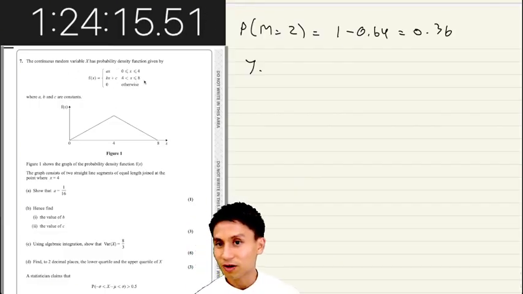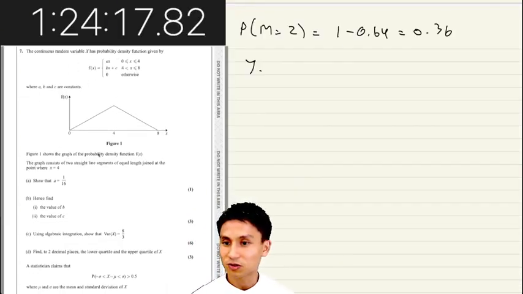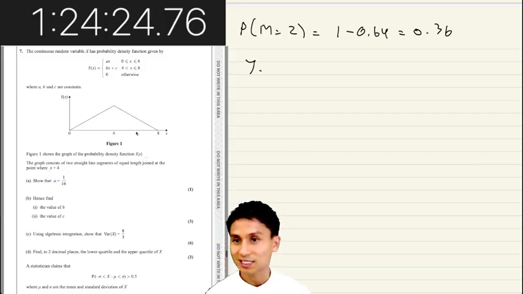Continuous random variable probability distribution again. Figure 1 shows the graph of the probability density function f(x). It consists of two straight line segments that join at x equals 4 in the middle, and 8. Show that a equals 1 over 16.